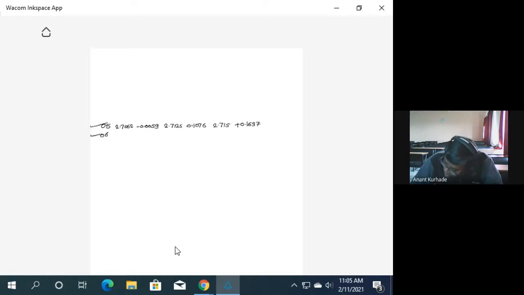So now here we have this pair having the sign of y as plus. So for the next iteration, replace plus to plus. So we can write here 2.715 and plus 0.1637, and the first pair is as it is, 2.7062 and minus 0.0059. Now calculate x3 and tell me what is x3.